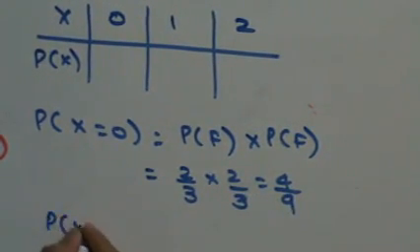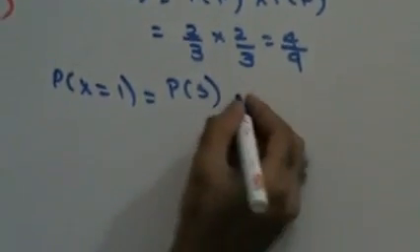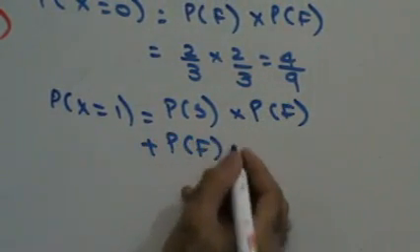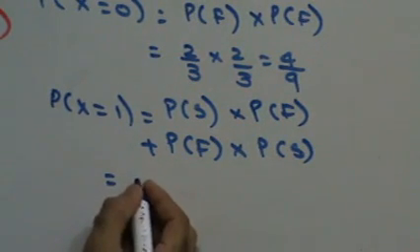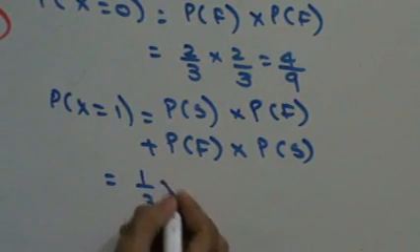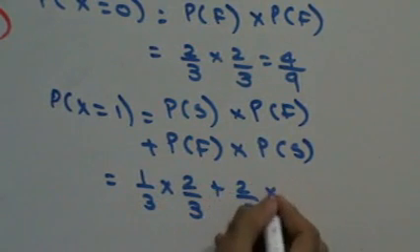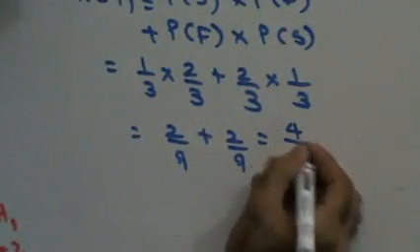Next, probability of one success. One success means the first die shows a success and the second die shows a failure, or the first die shows a failure and the second die shows a success. Success is 1 by 3, failure is 2 by 3, failure is 2 by 3, success is 1 by 3. So 2 by 9 plus 2 by 9, which is nothing but 4 by 9.